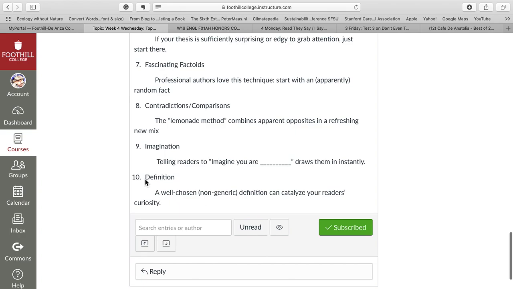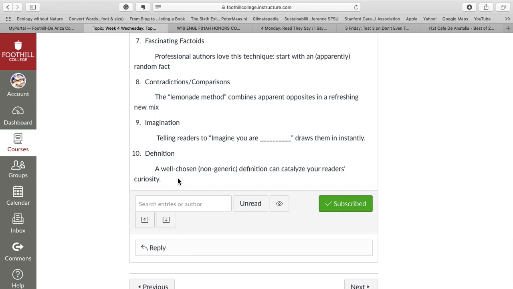And finally, definitions work great as long as they're not silly definitions. This isn't middle school, so I would not recommend starting out with Wikipedia or dictionary.com. Those are okay references, but they sound very basic. A well-chosen non-generic definition, something that wakes people up, maybe from the American Psychological Association, quoting experts instead of just Wikipedia. Or maybe my mama once said, you better shop around, would work pretty well too.